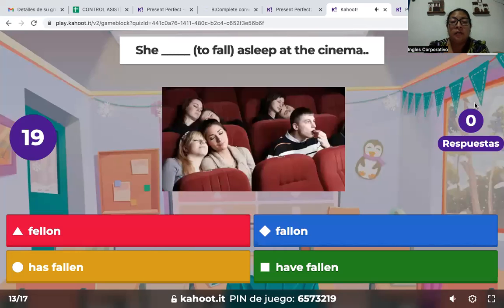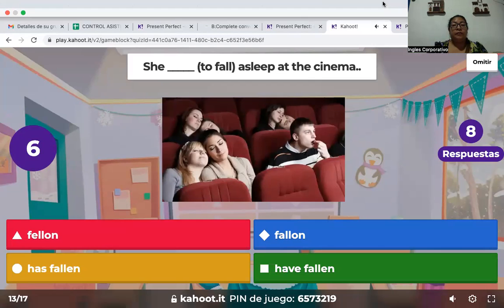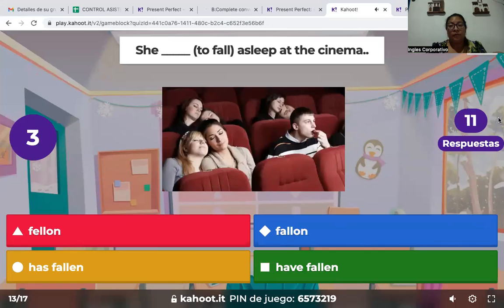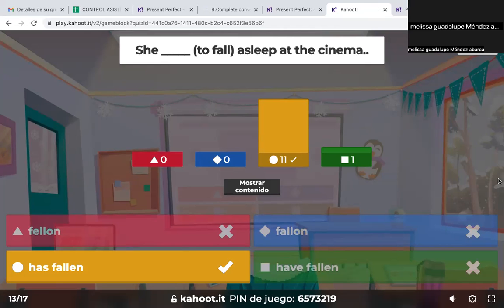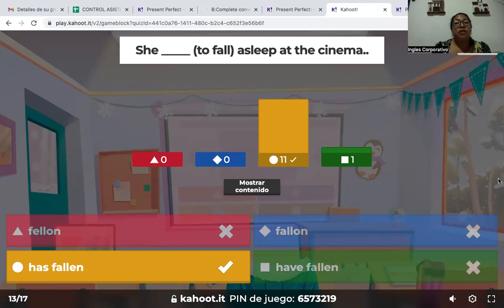She has fallen asleep at the cinema. Ok, hay only one. Una nos faltó. ¿Quién se nos desvió del camino de la luz? ¿Qué has? Yo no pude presionar. Has fallen. She has fallen, the past participle, asleep at the cinema. Muy bien, nos quedamos ahí.